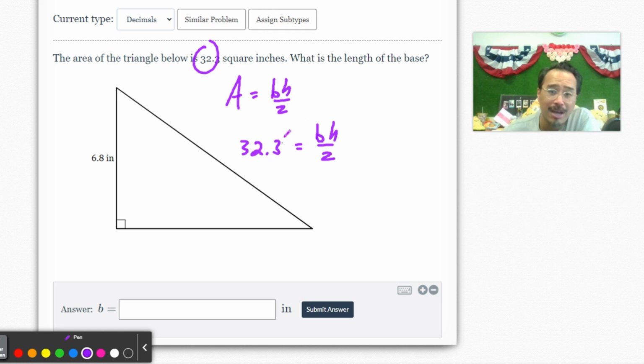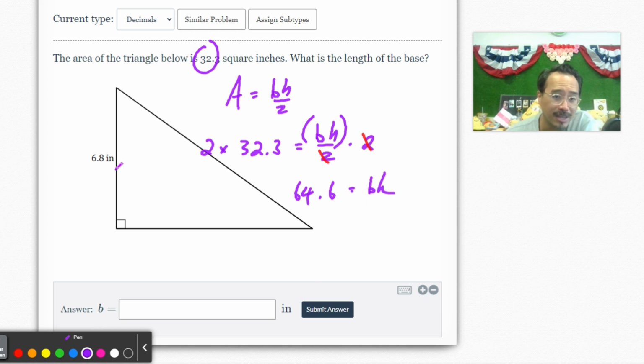So now, here's something to help you. Think about it like this: if you look at base times height as one thing, this one thing divided by 2 gives us 32.3. What does this thing have to be? You can just say, if I divide this thing by 2, I get this, so I'm going to do the opposite and multiply both sides by 2. That's how you can visualize it. These cancel out, so 2 times 32.3 is 64.6, which is equal to base times height. That's one way you could look at it.